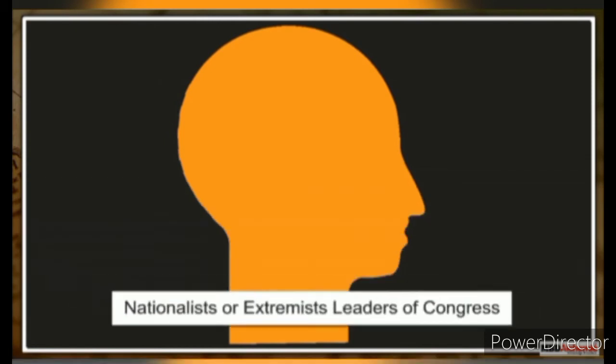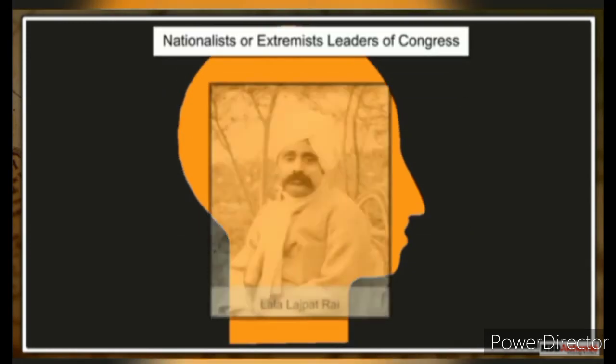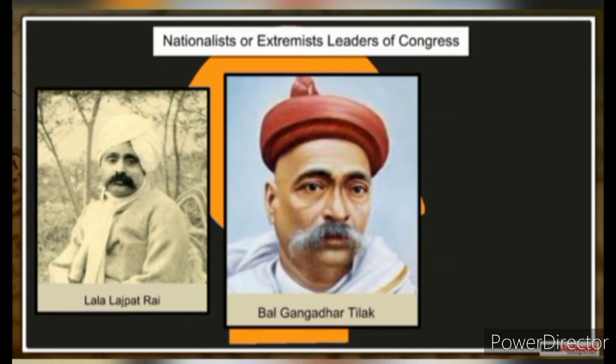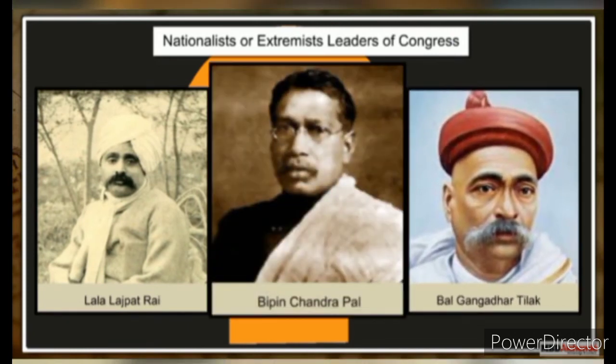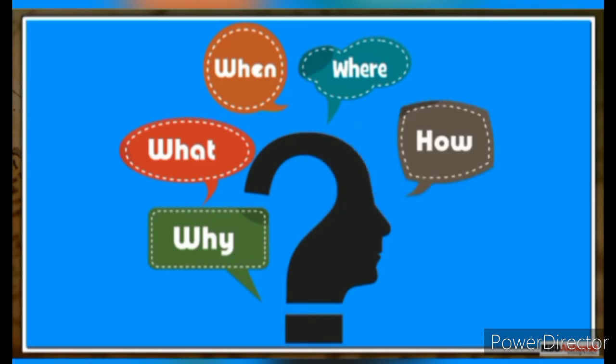Another strand was of nationalists or extremists. It included members such as Lala Lajpat Rai, Bal Gangadhar Tilak, and Bipin Chandra Pal. These leaders were very critical of the British and they did not approve of the moderate approach. They used strong actions and strong language to put forward their concerns before the British. You see, we have covered all dimensions of the topic by using the keywords what, when, where, why, and how. You may use these words to learn other topics as well.